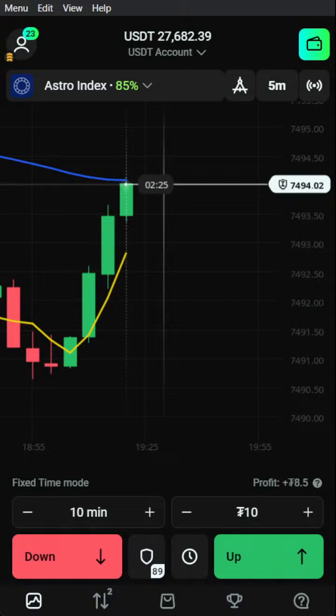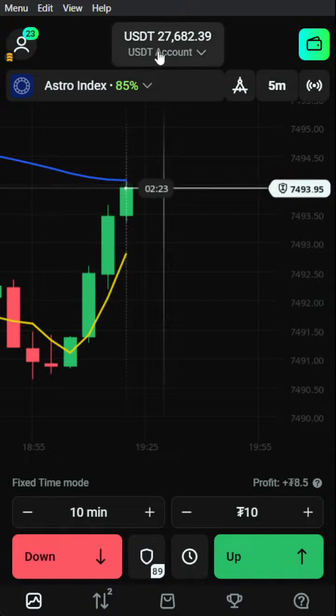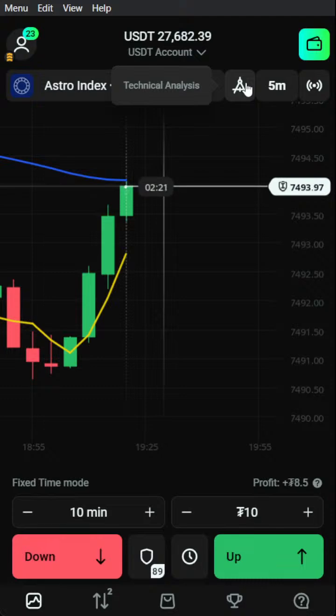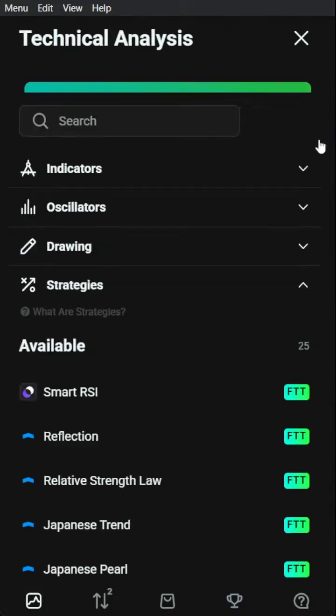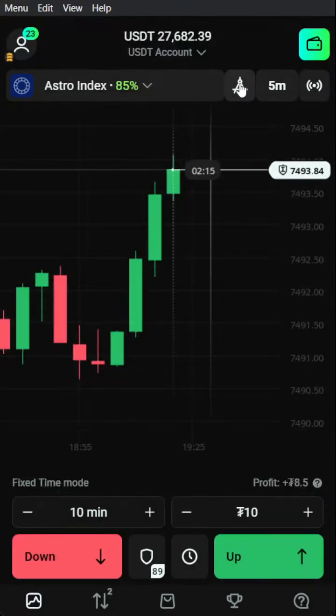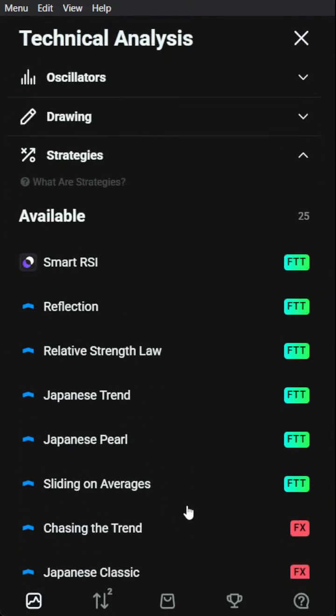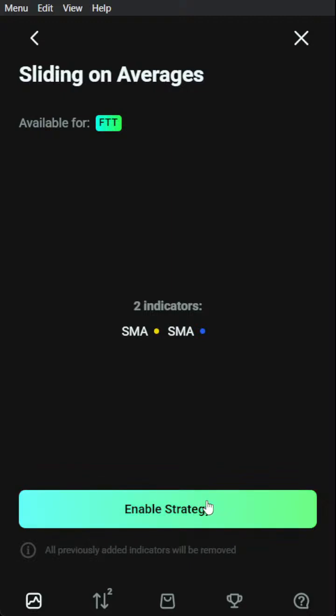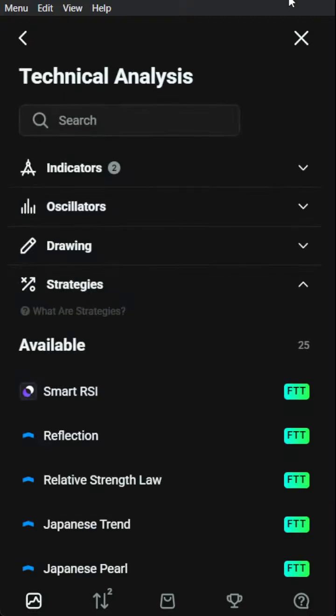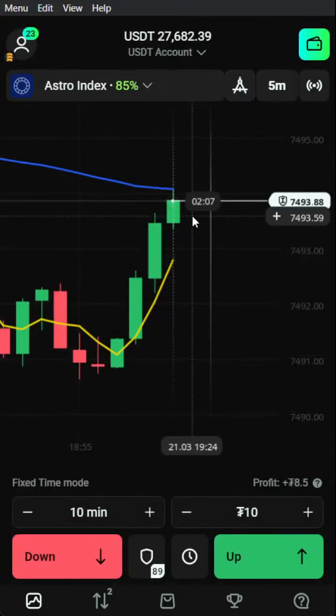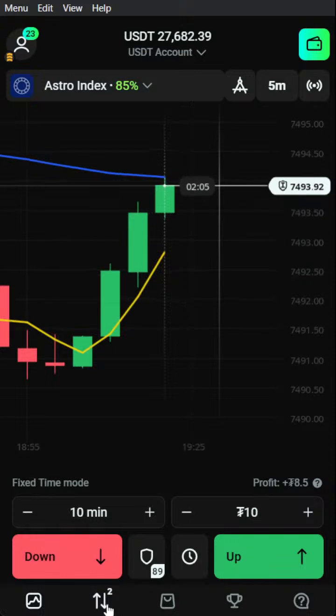All right. So yes, that's sliding on averages. SMA 4, SMA 60, the crossover happens, and the color of the candle is in the direction of the crossover. You make this trade, and that's good for trading. The trade should be 10 minutes as the candle time is 5 minutes. If you set the candle time to 5 minutes, your trade will be 10 to 15 minutes.